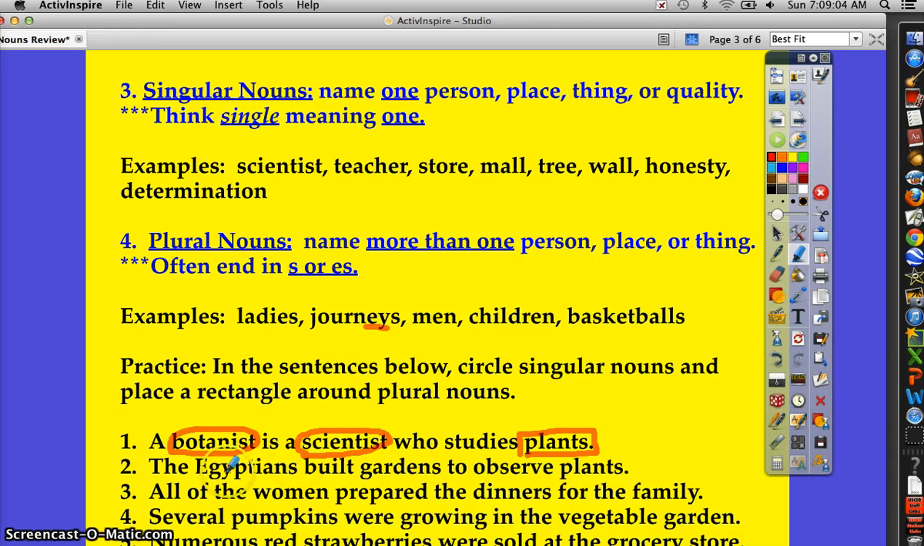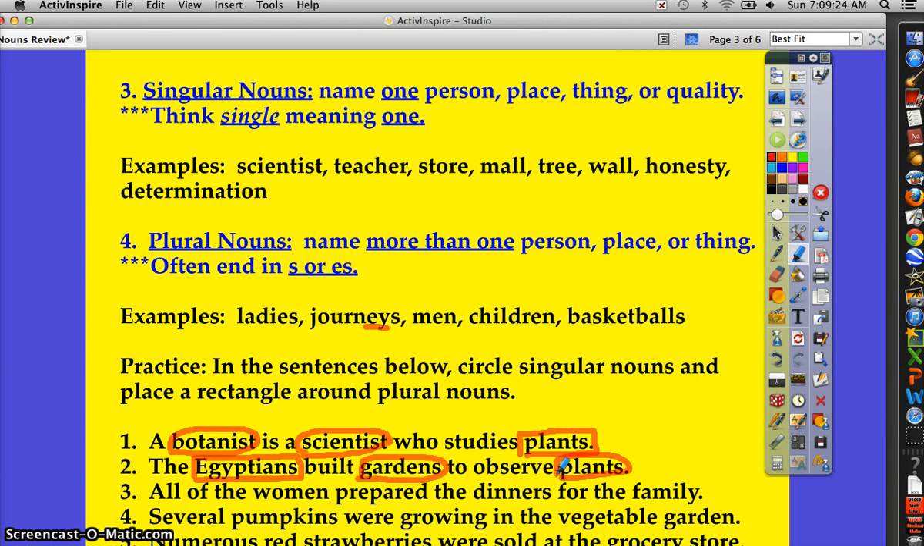Okay, number 2, the Egyptians built gardens to observe plants. So in that example, Egyptians would be a plural noun. That's a proper noun as well, so remember, singular and plural can be common or proper nouns. Gardens would be plural, and plants would be plural.